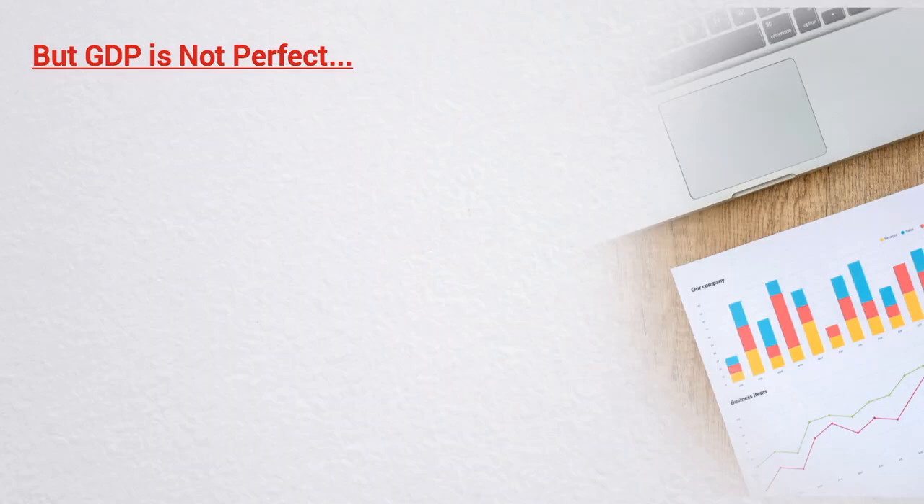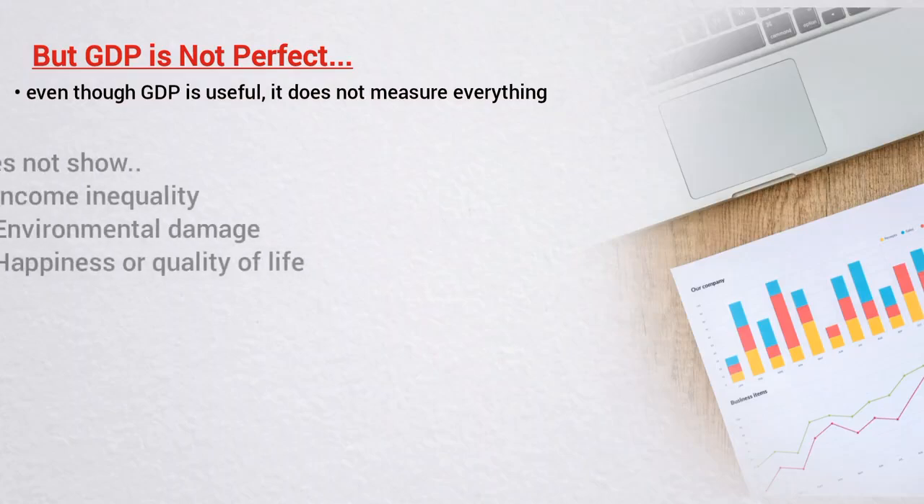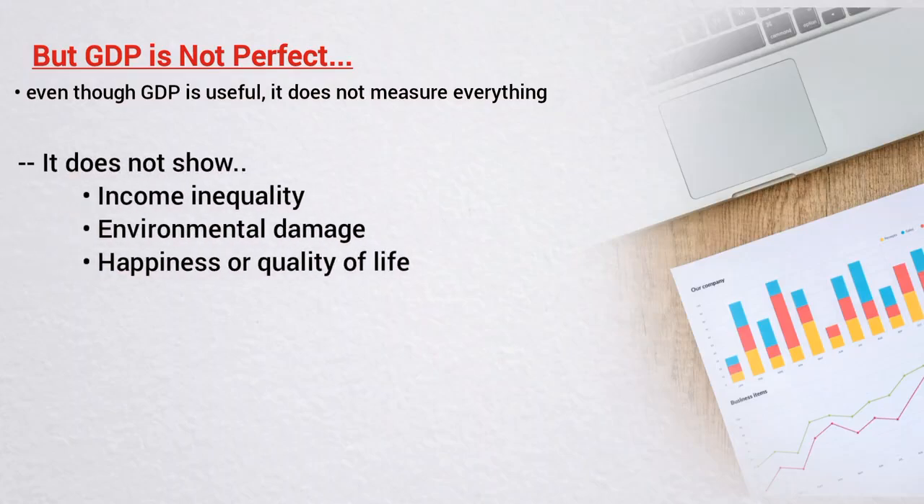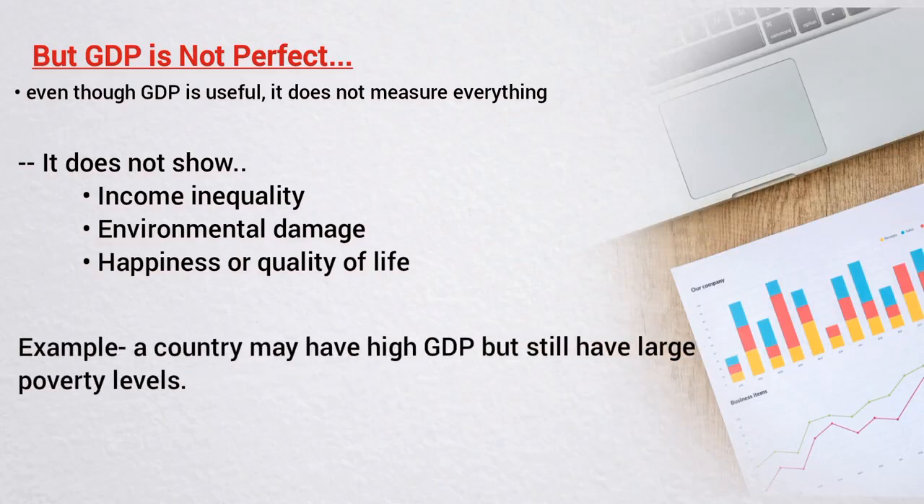GDP also has a few limitations because even though GDP is useful, it does not measure everything. GDP does not show income inequality, environmental damage, happiness, or quality of life. For example, a country may have high GDP but still have large poverty levels. That's why economists also look at other indicators to understand a country's true well-being.